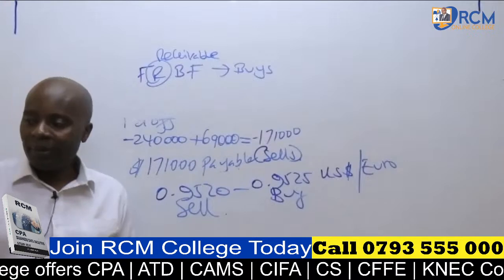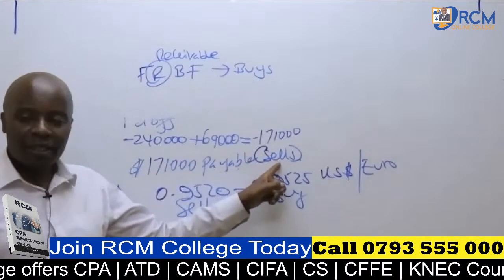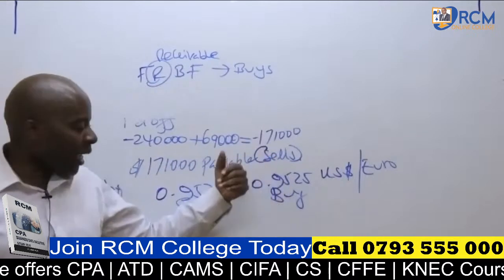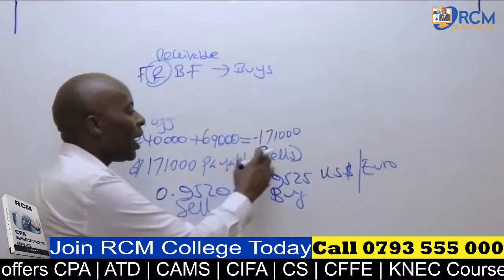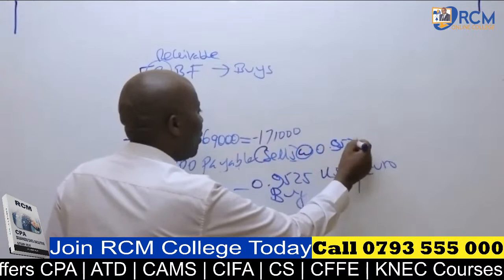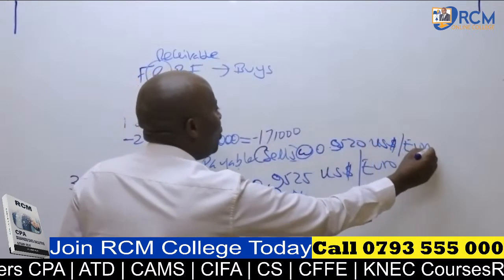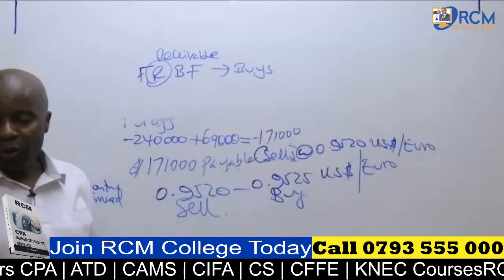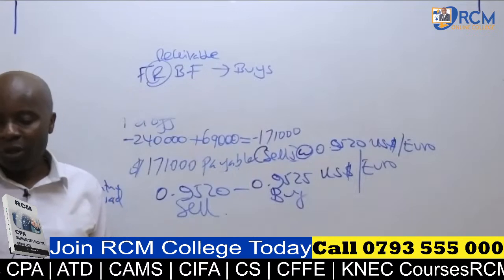Now, ladies and gentlemen, remember what you have told us here, that the bank is doing what here? Selling. So, and as such, you pick the selling rate. So the bank sells at 0.9520 US dollars per euro.